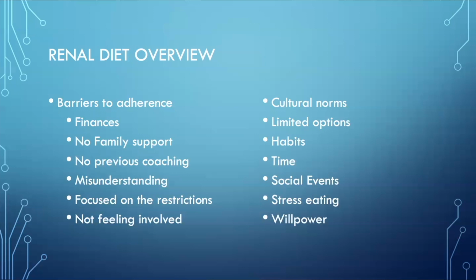Another barrier that happens is there's no family support. Most of our aging population, like the 60 and older, live with their families. And if the family is not on board with the renal diet, then the patient won't be either. Usually the patient eats what the family eats, and what the family eats is what they would normally eat because they have normal kidneys and not so much a restrictive diet where they would set aside something for the patient to have. Also, there might not have been any previous coaching.